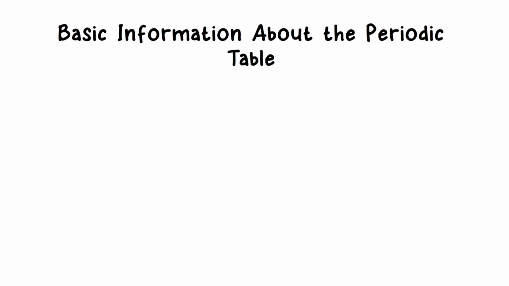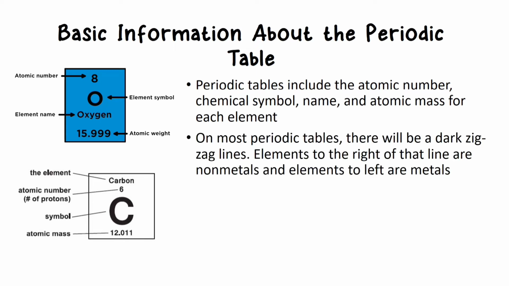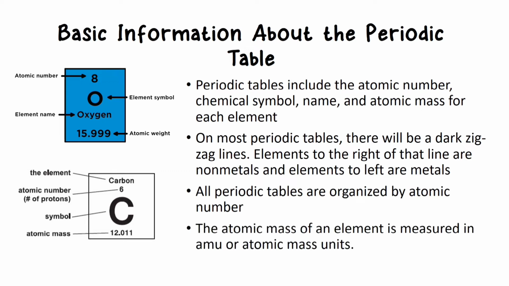Basic information about the periodic table. Periodic tables include the atomic number, chemical symbol, name, and atomic mass for each element. On most periodic tables, there will be a dark zigzag line. Elements to the right of that line are nonmetals, and elements to the left are metals. All periodic tables are organized by atomic number. The atomic mass of an element is measured in AMU, or atomic mass units.